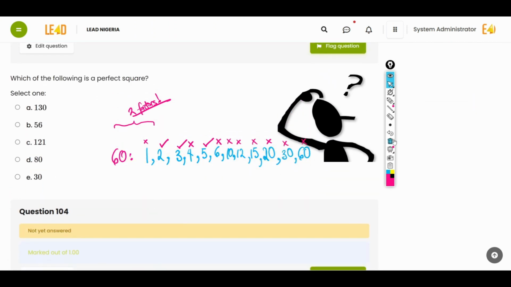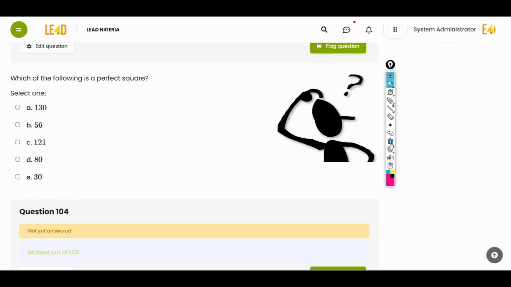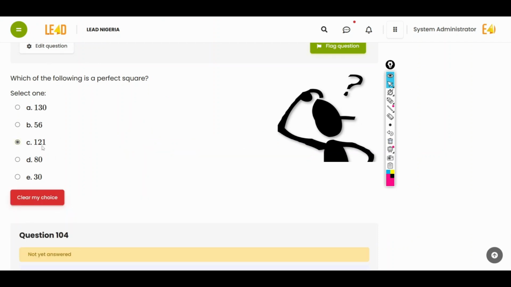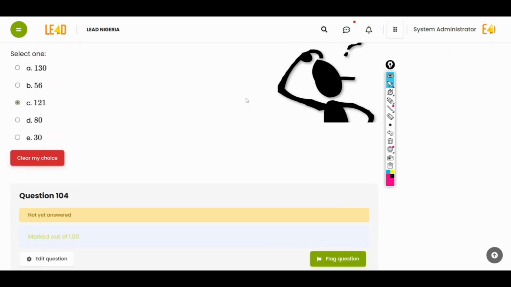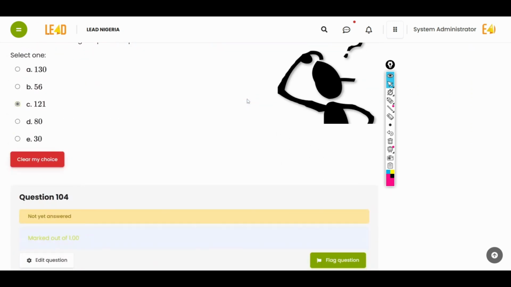Which of the following is a perfect square? Oh, that's easy. From the multiplication tables, you should know that 121 is 11 times 11. So the rest are not perfect squares, not by any count. So that's question 103.